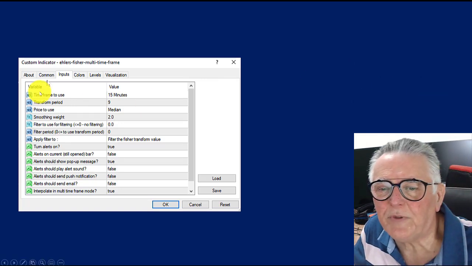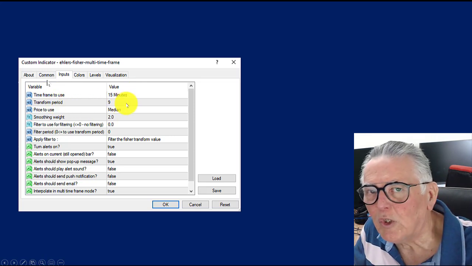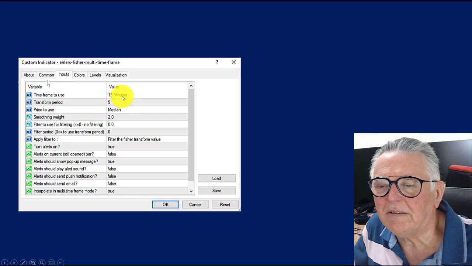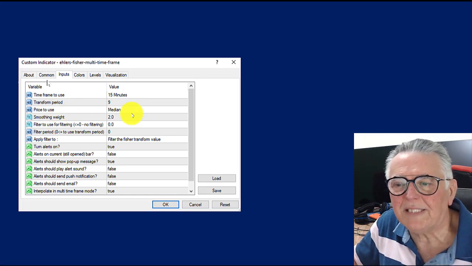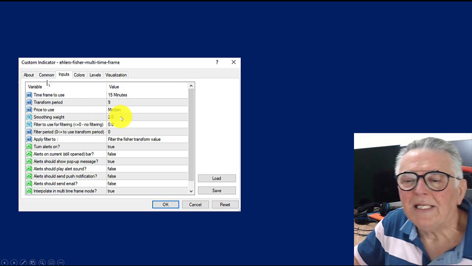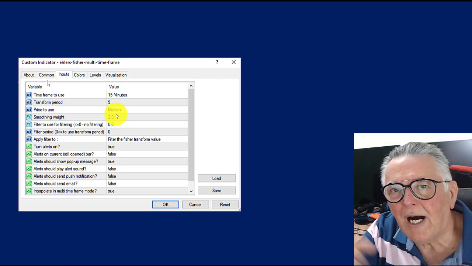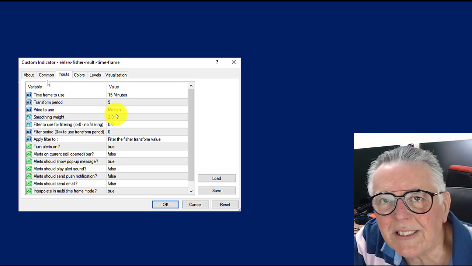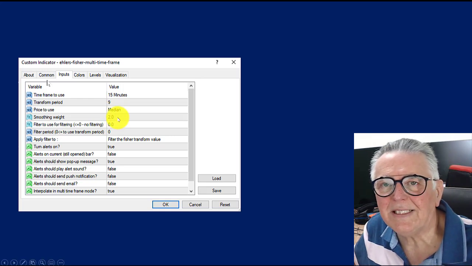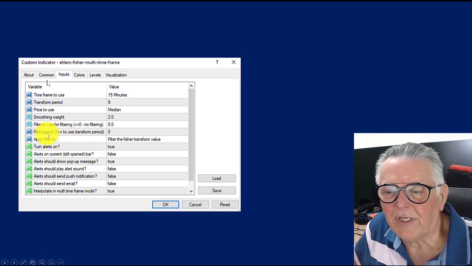Very simple inputs. You just have to nominate the time frame. You have to tell it the period that you want to look back on, and in this case it was set for 9. That's most probably the default. Which price you want to use, the medium price, the close price, that kind of thing. The smoothing weight, and that's how smooth you want the indicator. If you want it very smooth, you use a high smoothing factor, and if you want it less smooth, a low smoothing factor, and that's how you use those settings. And then whether you want to use a filter. I don't use a filter, so I'm not going to go into those.